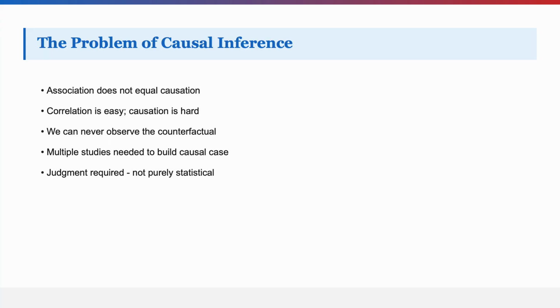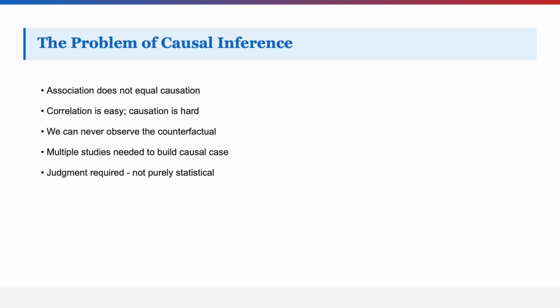Association does not equal causation. You've heard this since introductory statistics. Ice cream sales correlate with drowning deaths, but ice cream doesn't cause drowning. Both increase in summer. Correlation is easy to observe. Causation requires eliminating alternative explanations, bias, confounding, chance. And we can never eliminate them with certainty.